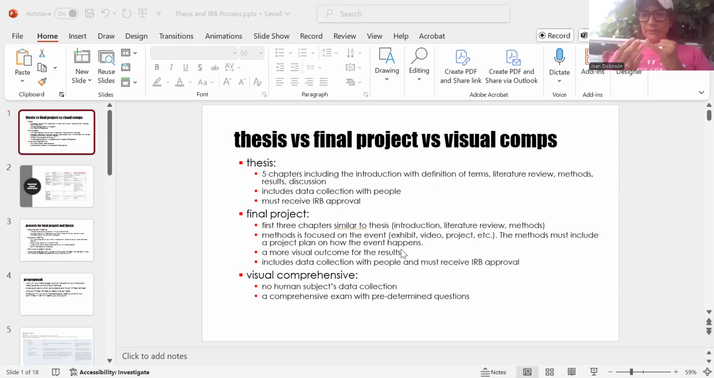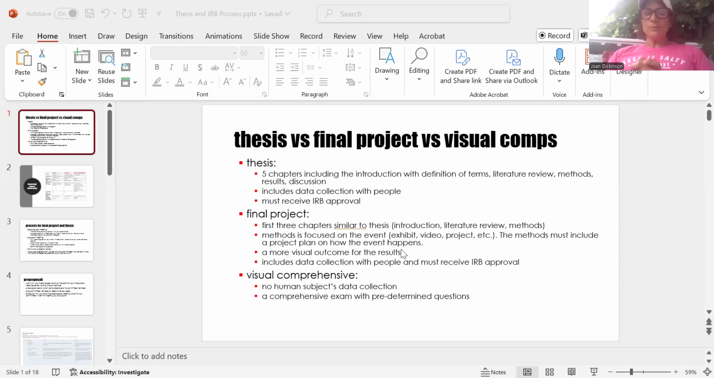The first option is completing a traditional 5-chapter thesis. The second option is you can complete a final project. And the third option, which is a new option that we've just recently introduced, is what we are calling a visual comprehensive exam. So let's look at these, and then we'll also look at a chart that shows the difference.